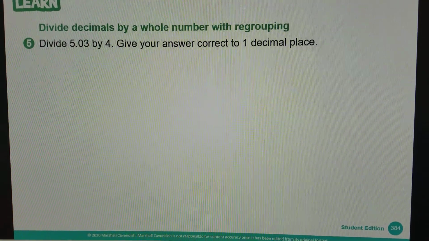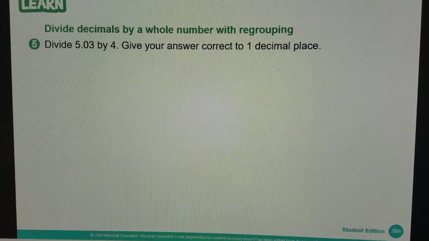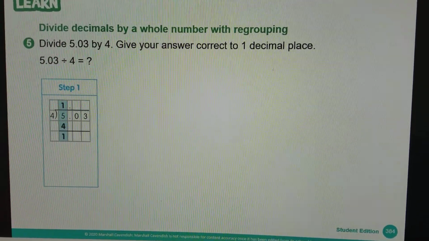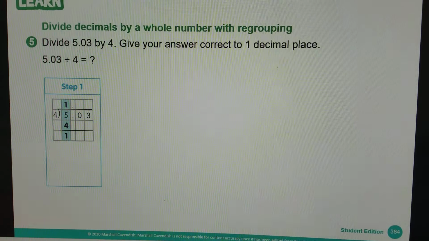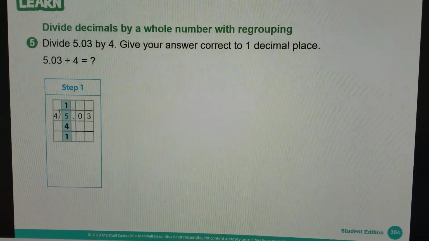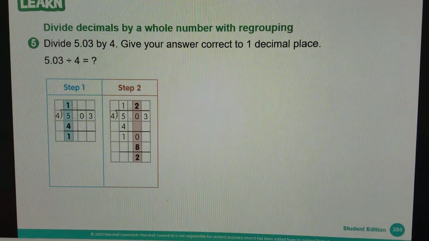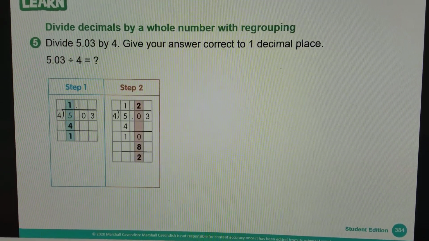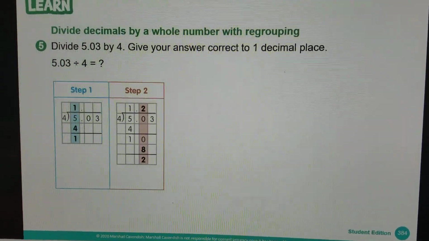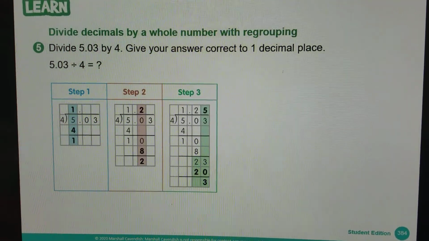Okay, what if I had 5 and 3/100 divided by 4? Okay, how many times does 4 go into 5? Once. I gave away 4. I have 1 left. Now I have 1 whole, which is the same thing as 10/10. 10/10 divided by 4 is 2. Right? I gave away 2 to 4 people. I gave away 8. I have 2 left. Now I have 23/100. 23 divided by 4 is 5.